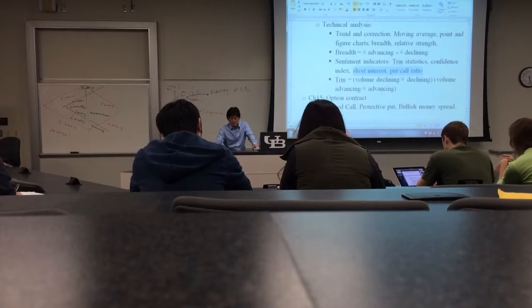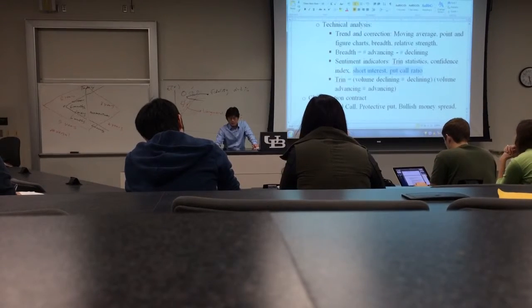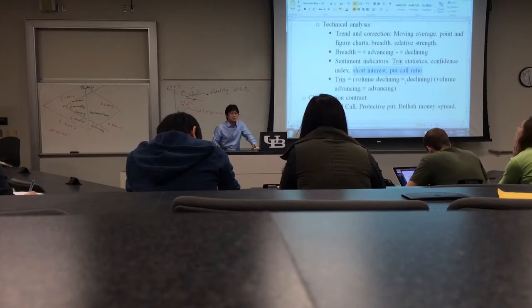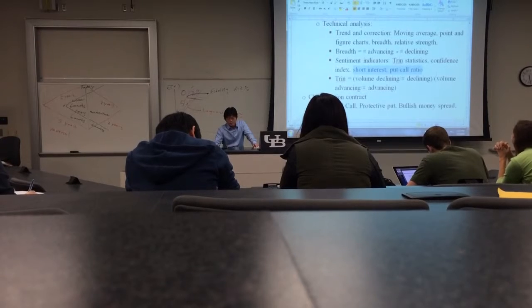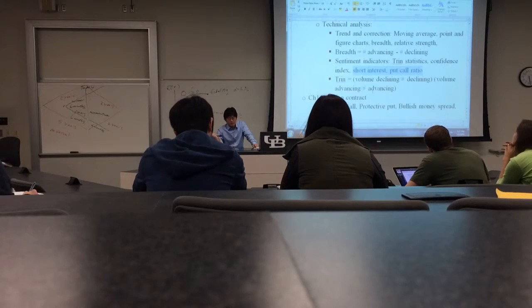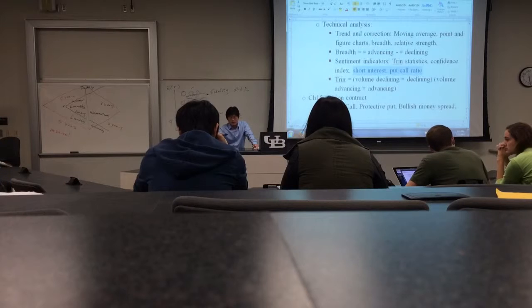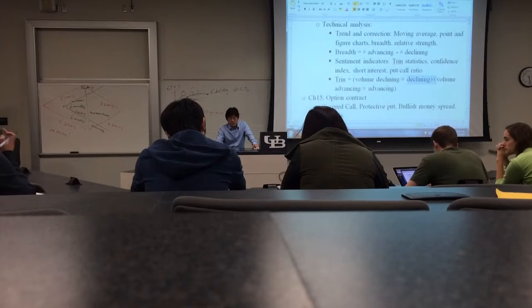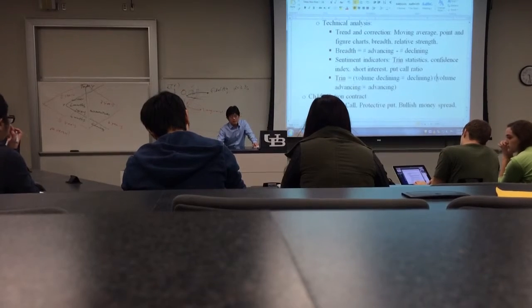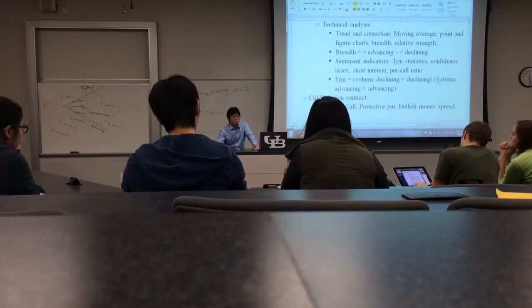TRIN ratio is the total trading volume of those stocks that experience decrease in stock price divided by the number of stocks that experience decrease in stock price. This is divided by the trading volume of those stocks that experience increase in stock price divided by the number of stocks that advance in stock price. So the numerator is a standardized version of selling pressure. The denominator is a standardized version of buying pressure.